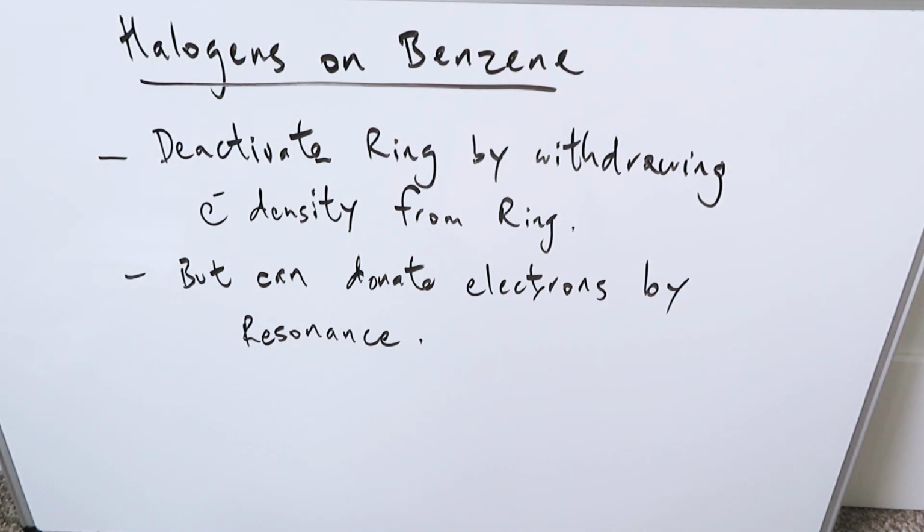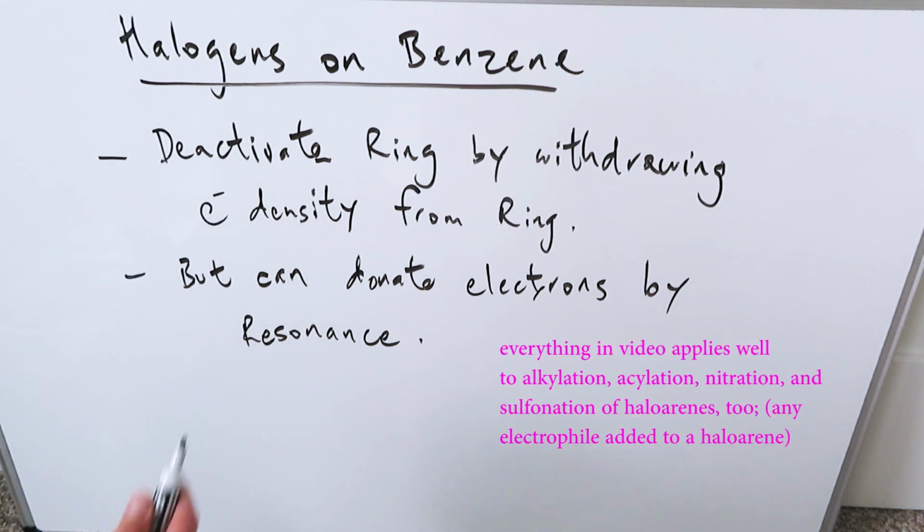I'm Mr. Ish. Thank you for joining me for this video where we're talking about haloarenes. These are halogens on benzenes. They're called haloarenes. Look right here.